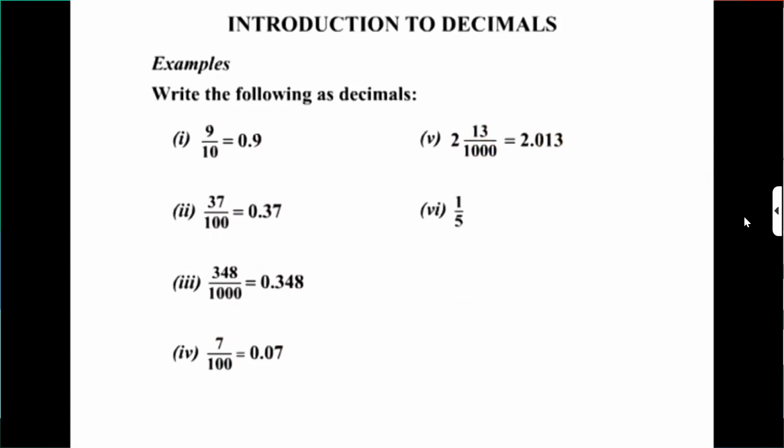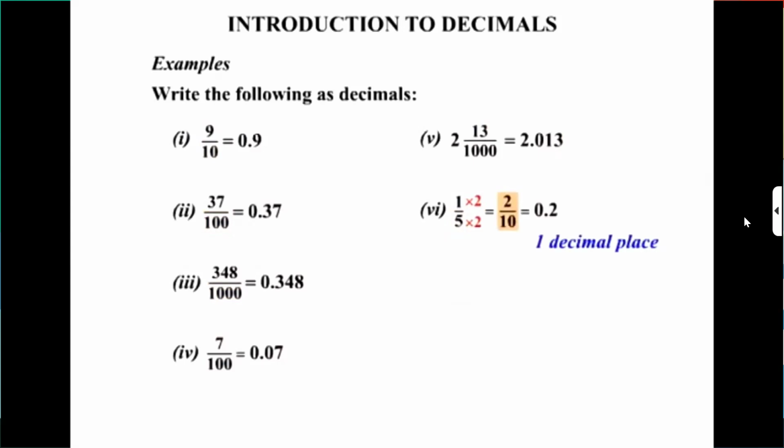Next, we have 1 by 5. We always convert when we have 1 followed by zeros, like 10, 100, 1000. But here we have 5 in the denominator. So how can we convert this 5 into 10? By multiplying by 2. 5 multiplied by 2 gives 10, so we need to multiply the numerator by the same digit, that is 2. So we get the equivalent fraction 2 by 10, and its decimal form will be 0.2, which is 1 decimal place.